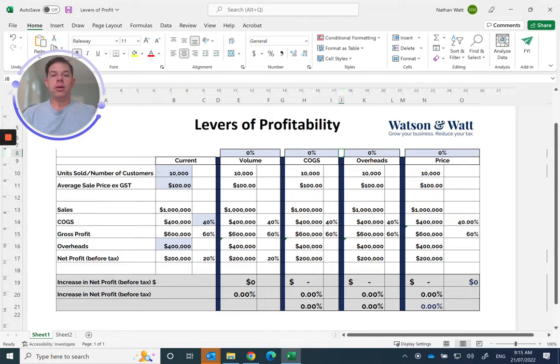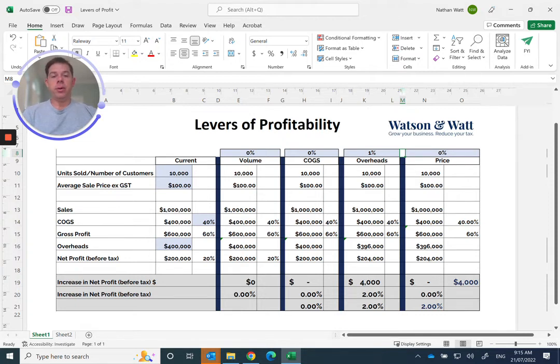What if we change our overheads by 1%? So this is a decrease in overheads, a decrease in cost of goods sold. So our overheads now go from 400,000 to 396,000, and nothing else has changed. So you're saving $4,000, so increasing your profit by 4 grand.